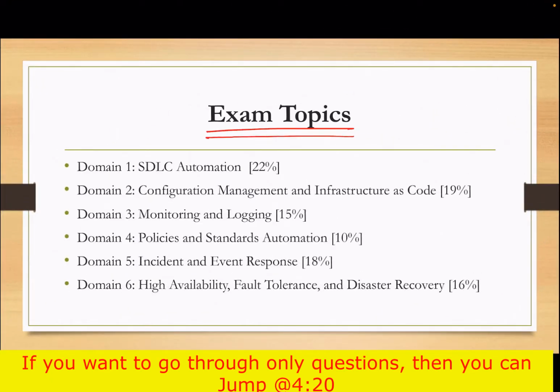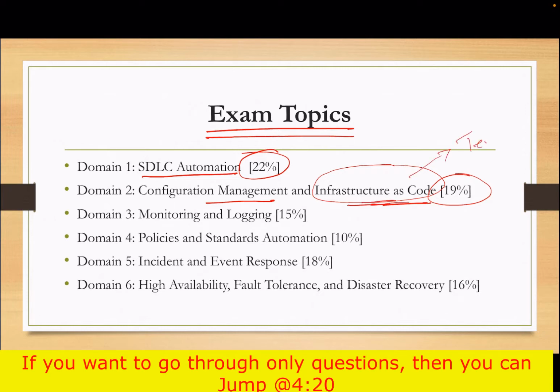The topics which cover this whole exam consist of 6 domains: software development lifecycle automation, that covers 22%. Then we have configuration management and infrastructure as code, that covers 19%. Infrastructure as code is something like automating the building, installing or configuring of your infrastructure. That is infrastructure automation, which in general we know as Terraform.